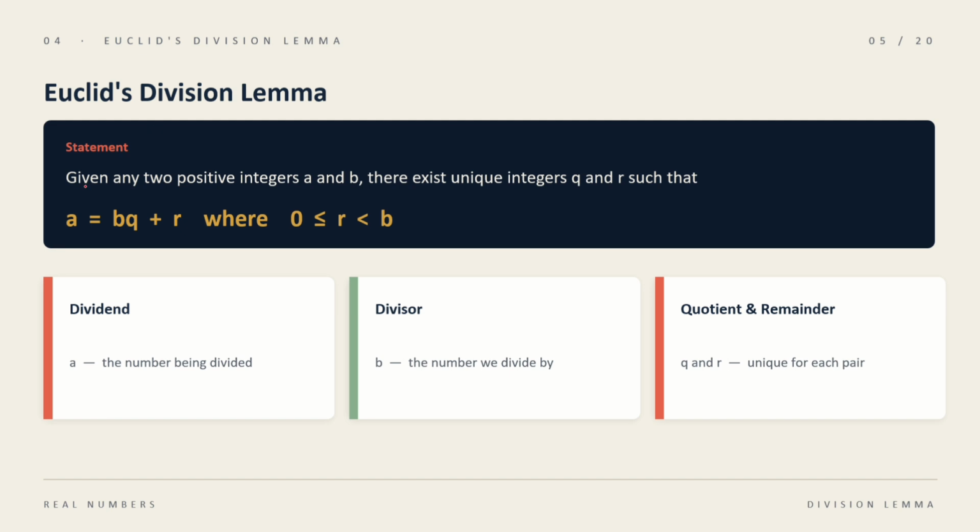Let's start the Euclid division lemma. Euclid division lemma states that given any two positive integers a and b, there exist unique integers q and r such that a is equal to bq plus r, where 0 is less than or equal to r is less than b. In this, the dividend is a, the number being divided, and the divisor is b, the number we divide by, and the quotient and remainder are q and r.